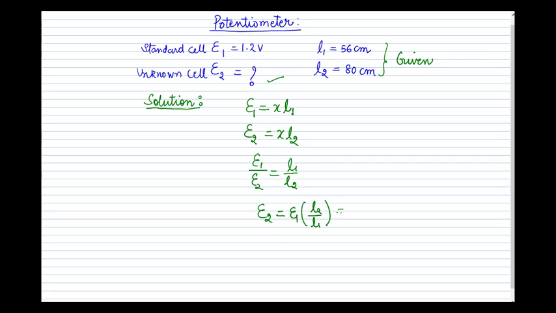The E1 value is known to us, 1.2 volts, then L2 is 80 and L1 is 56 centimeter. If you put all these values, the answer comes out to be 1.6 volt. So that is the answer for the EMF of the unknown cell. See how easy it gets if you remember the formula, and the formula you remember if you have thoroughly gone through the theory. So it's done.